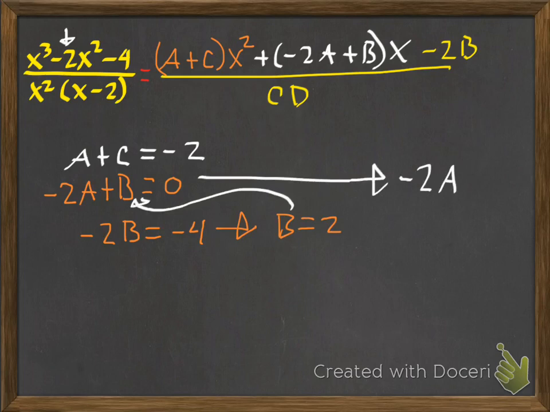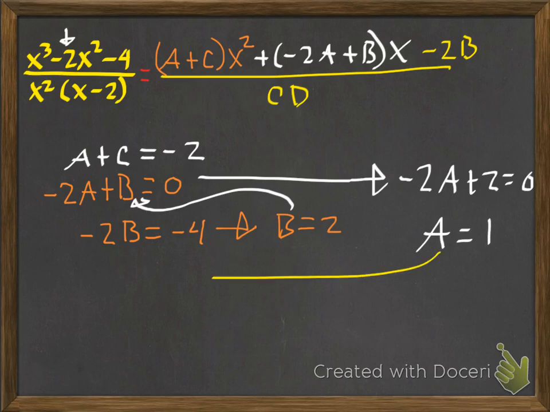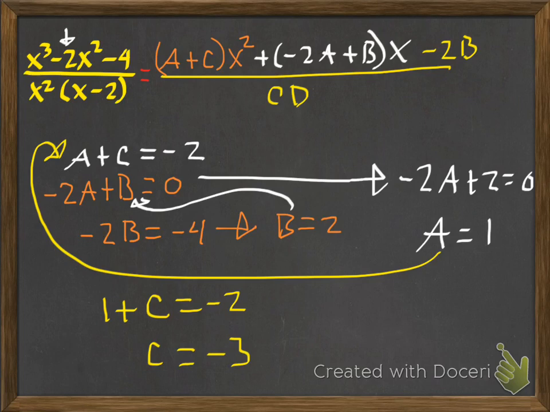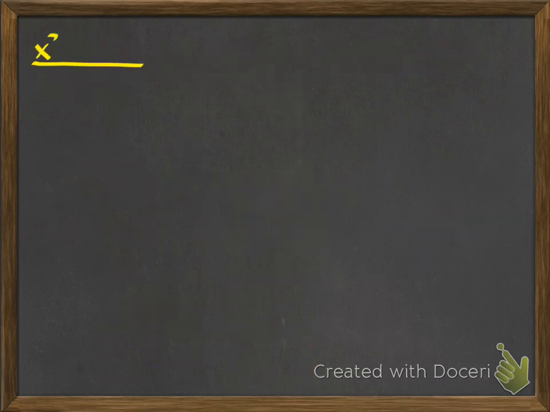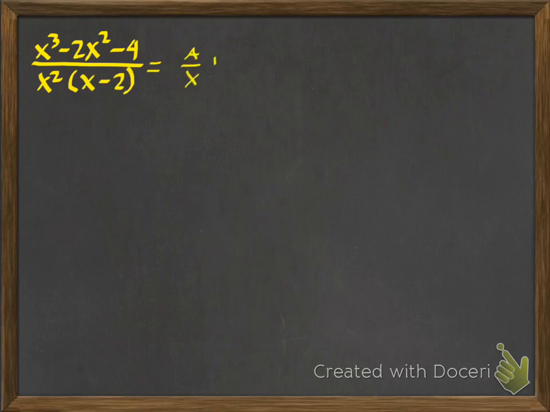Then we take that 2 and we stick it right there, and we have 2a plus b, or 2a plus 2 is 1, and a turns out to be 1, and then we stick it right there, and it turns out that our c is minus 3. Now, we go and work with that fraction. Our a is 1, our b is 2, our c is minus 3, and we write that in our expanded rational expression.